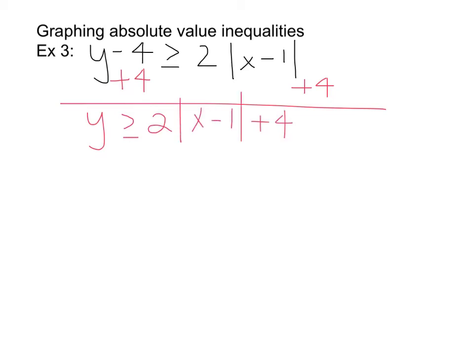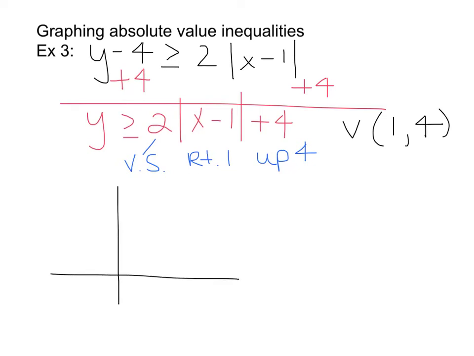So from section 2.7 you would know that 2 is a vertical stretch. Remember, it's also going to be the slope of your lines. The minus 1 inside your absolute value bars is going to make your graph move to the right 1, and that plus 4 at the end is going to move your graph up 4. So that's going to make my vertex at 1, 4. Let's go ahead and graph that point.